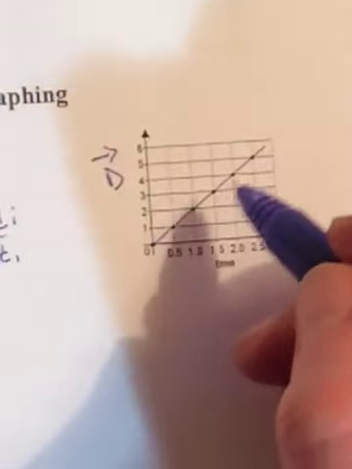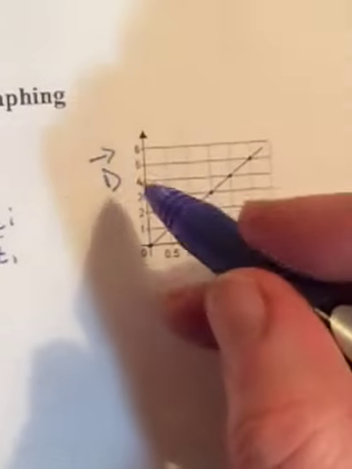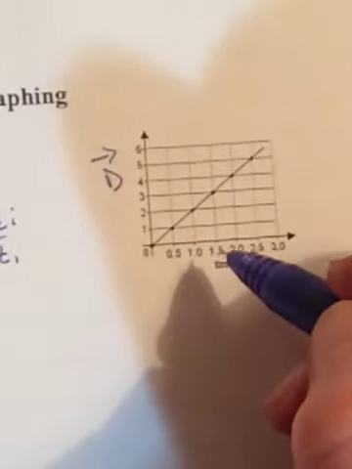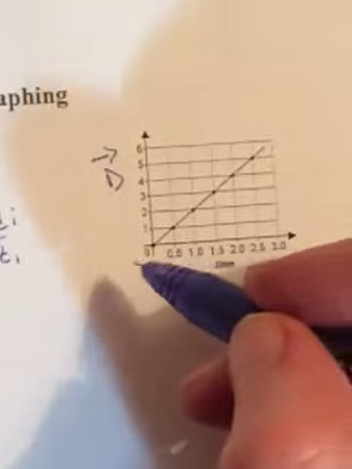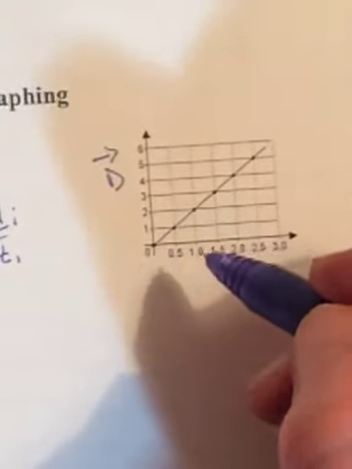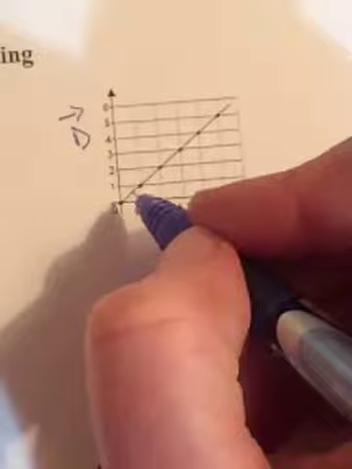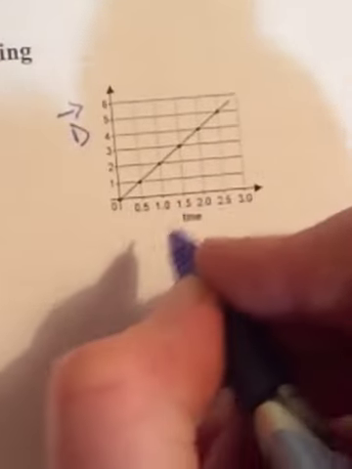So you could pick the 0, 0 and the 2.5 and 5, 2.5 seconds and 5 meters. Or you could pick the 1.5 seconds and 3 meters and the 0 and 0. Or you could pick the 1.5 seconds, 3 meters, and the 0.5 seconds and 1 meter. Doesn't matter which two you pick, you'll get the same slope, which means you'll get the same speed, right?